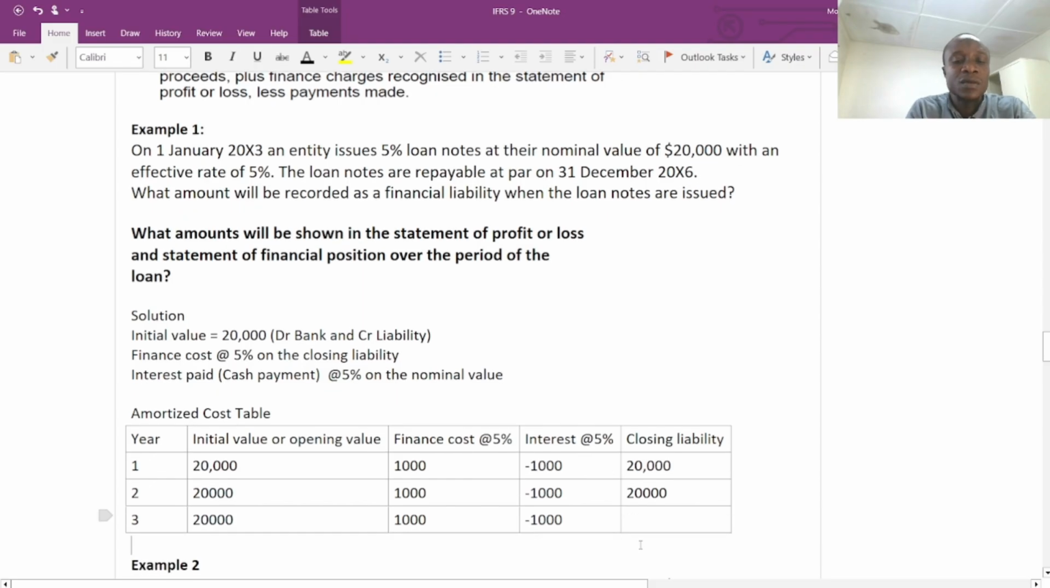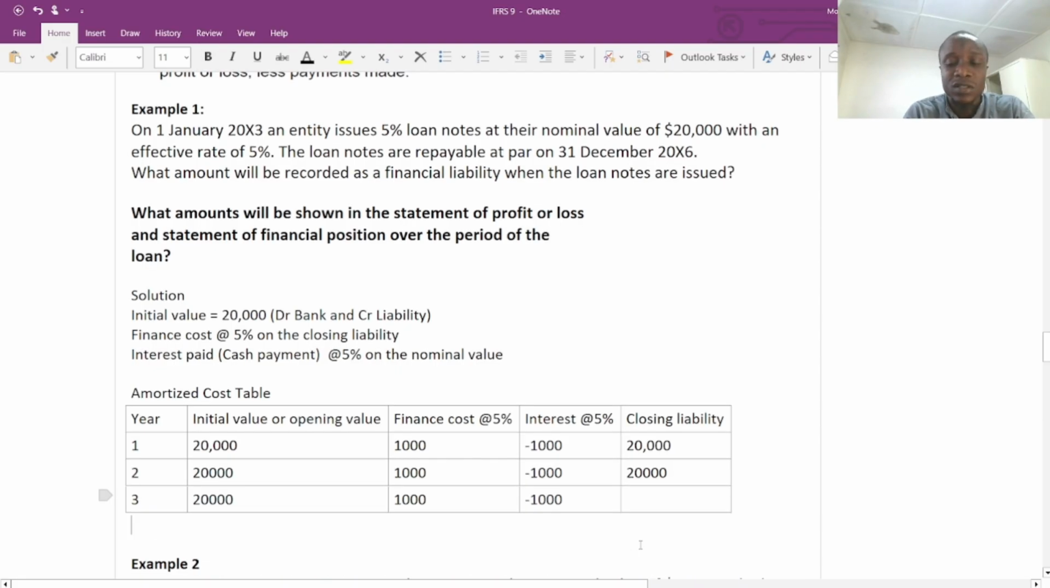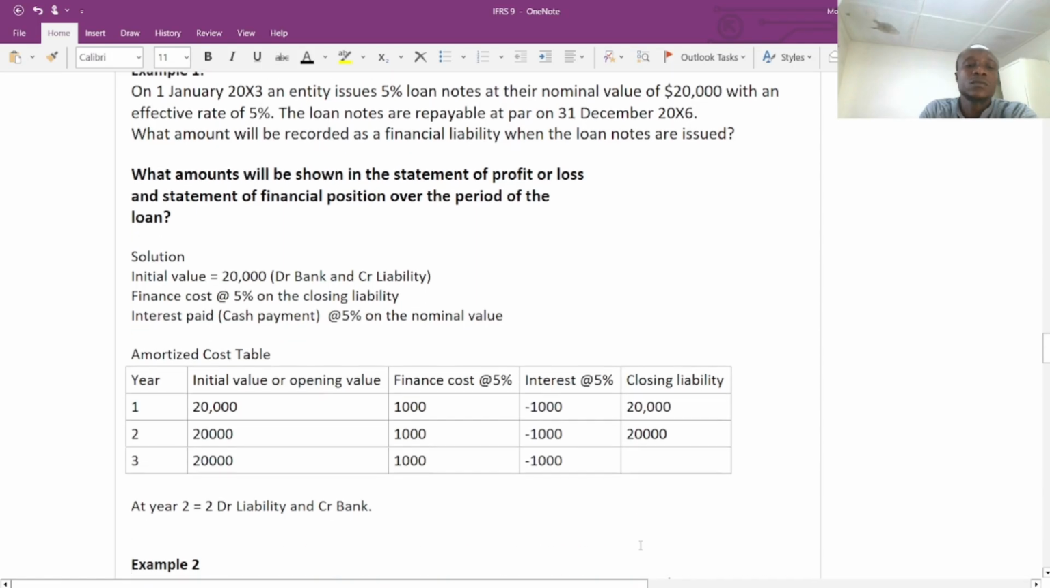But for year three, we are not going to get any closing liability, because we are going to offset the whole loan at year three, because it's a 3-year period. Right? So we are going to make full payment. Nothing to worry about. So at year three, we are going to debit the liability and we are going to credit bank. Very simple. Nothing to worry about.